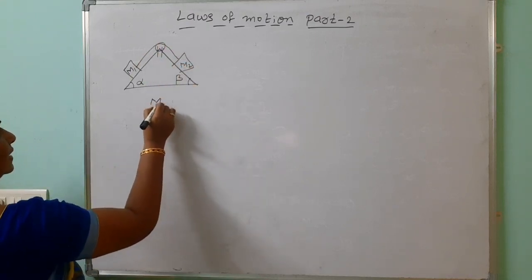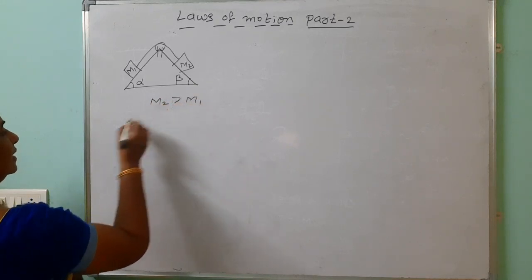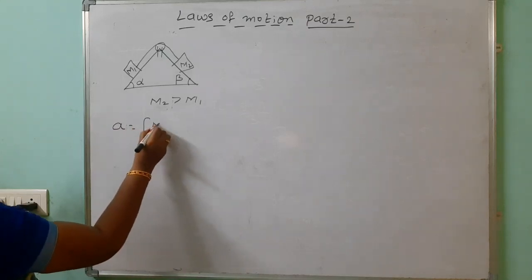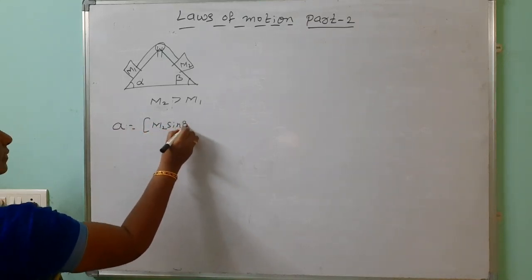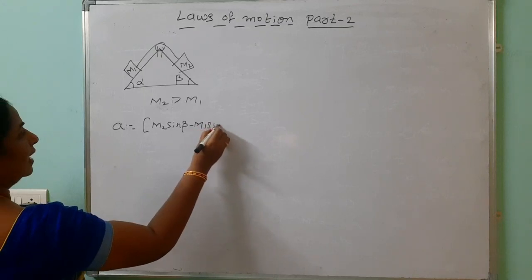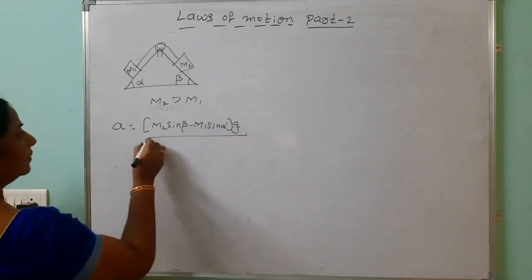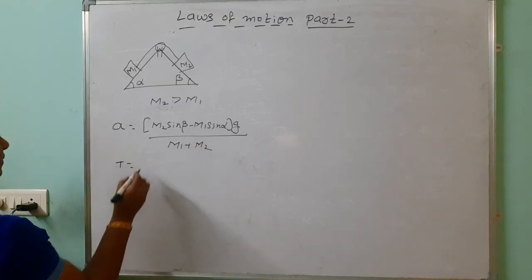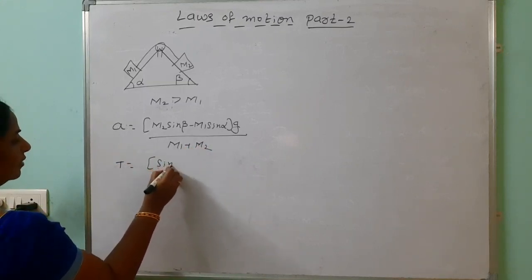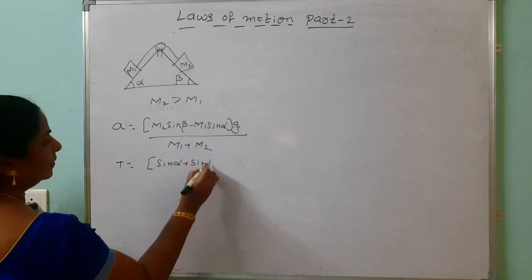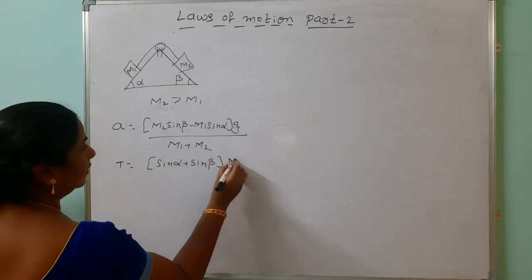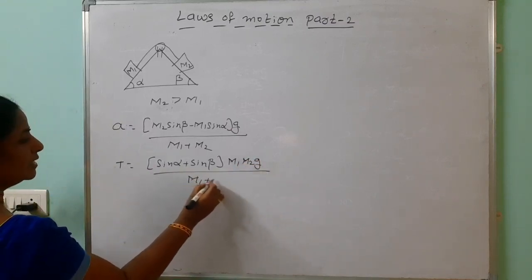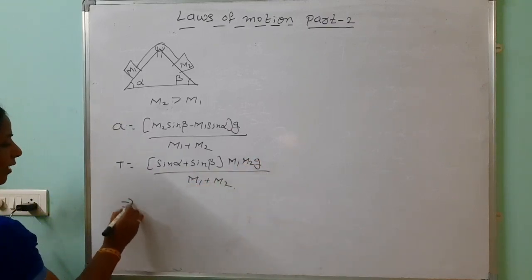Here also we can take M2 is greater than M1. In this case, directly we are taking A equals M2 sine beta minus M1 sine alpha into G by M1 plus M2. Like the tension, you are getting sine alpha plus sine beta into M1 M2 G by M1 plus M2. Directly you should remember these formulas.